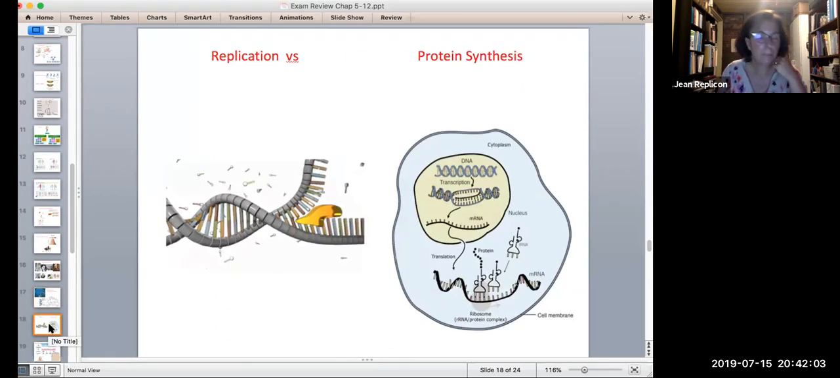So let's compare replication to protein synthesis. Replication happens prior to cell division. It happens in the nucleus. We saw that it happens in the S phase of interphase. And how it happens is that DNA has to open, like I said, with the help of an enzyme called helicase.